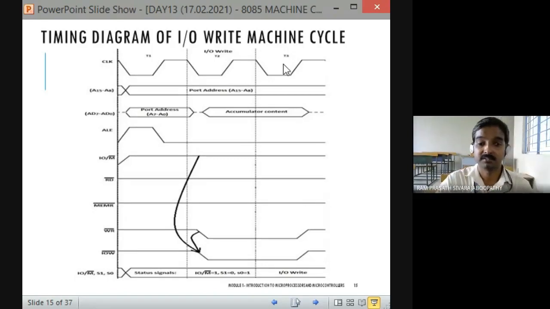Fine. So now can you people type it in the chat? What about the number of T states for IO write operation? Yes, 3. Can you people imagine what about the number of T states for memory write operation?